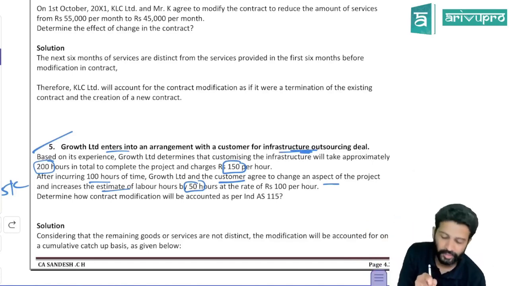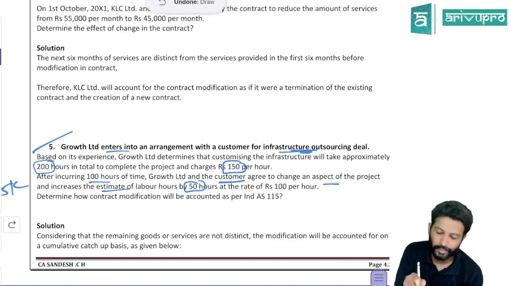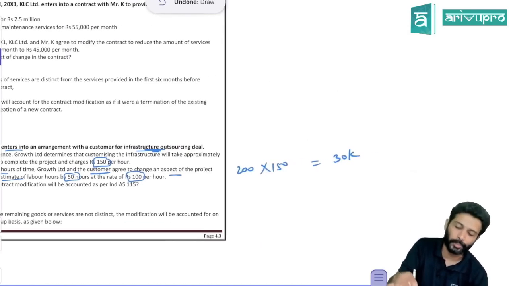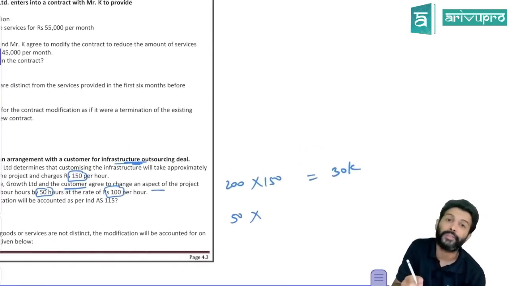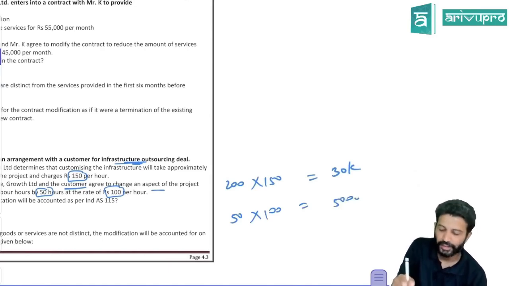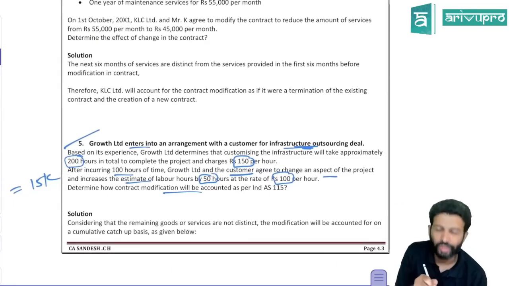So after some point of time, you have increased the labor time by 50 hours. And for this 50 hours, you're charging 100 rupees extra. That means this is 5,000. Okay. Now, how should you do this contract modification?